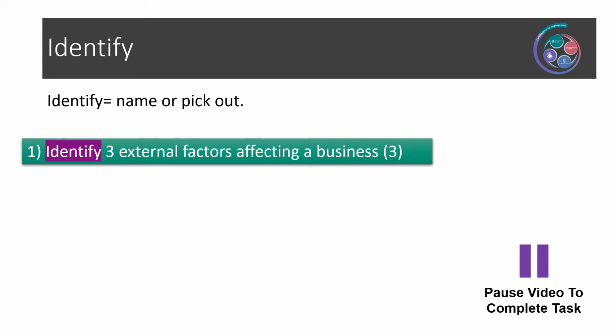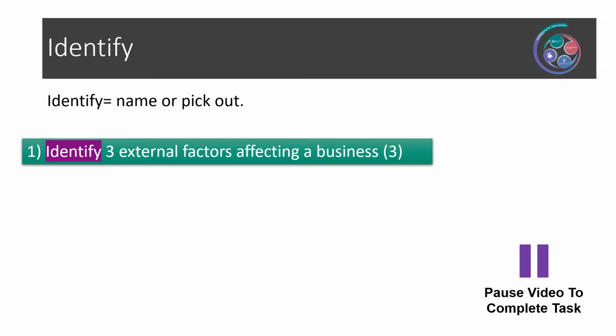So the first command word that we're going to look at is identify. And identify just means name or pick out. So we're looking for one-word answers in this circumstance, generally speaking, or a name of something. So here's a question for you. Identify 3 external factors affecting a business.